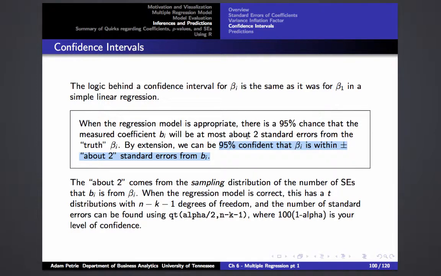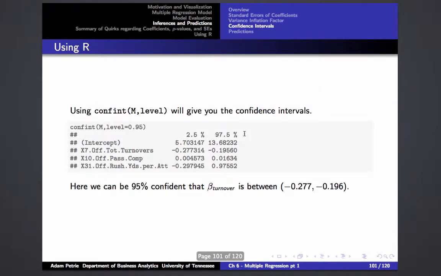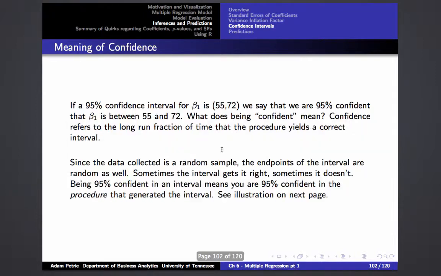There'll be formulas that tell us the standard error. We'll get that from the regression output, and we can actually just ask R for confidence intervals about the regression coefficients. You can specify the level as well, and in this case, predicting the number of wins from these three predictors for the NFL dataset, we can be 95% confident that the coefficient beta turnovers is somewhere between these two numbers here.